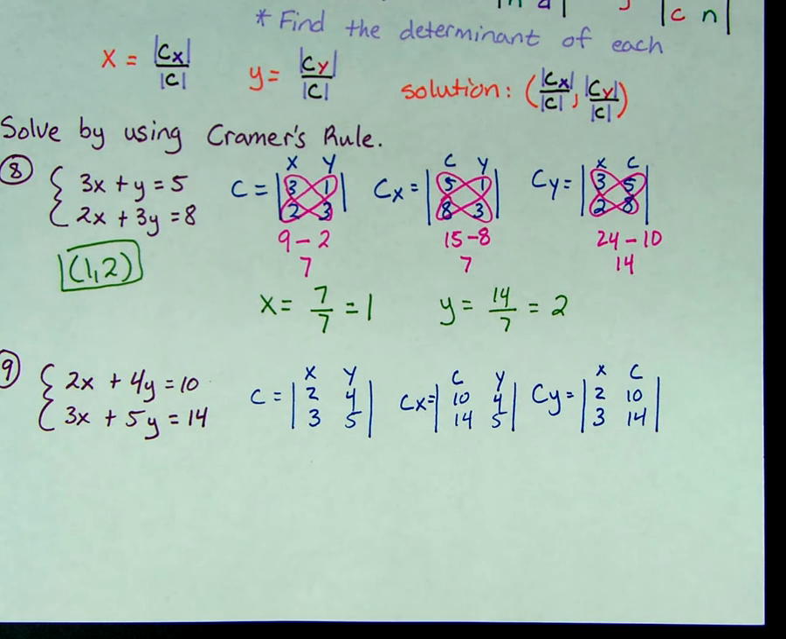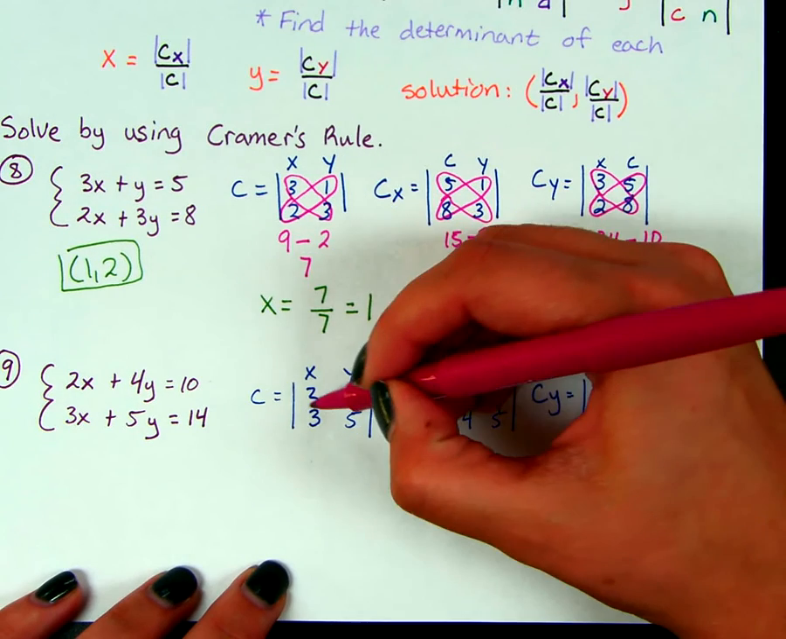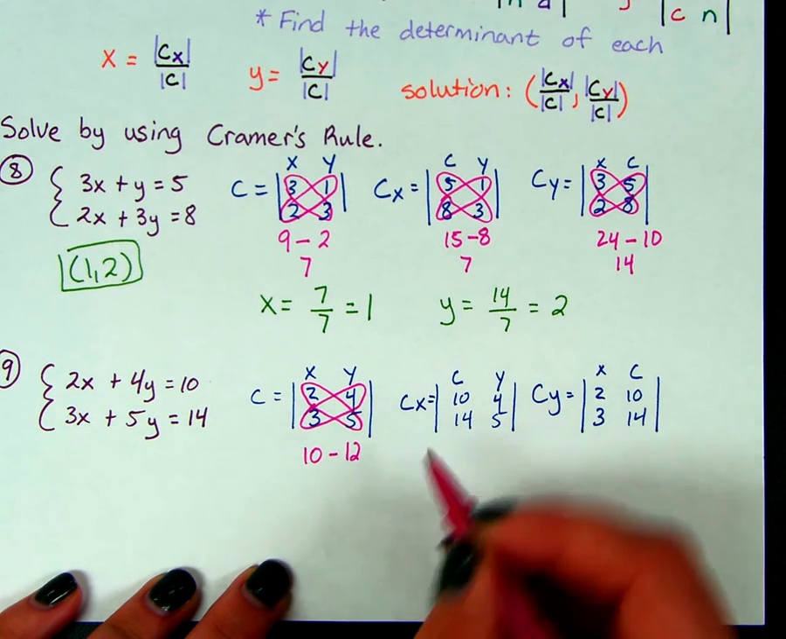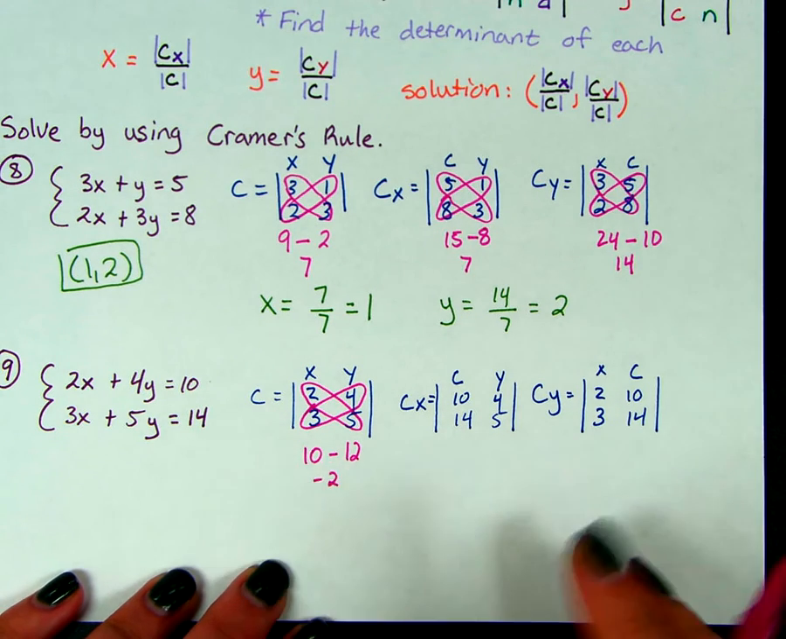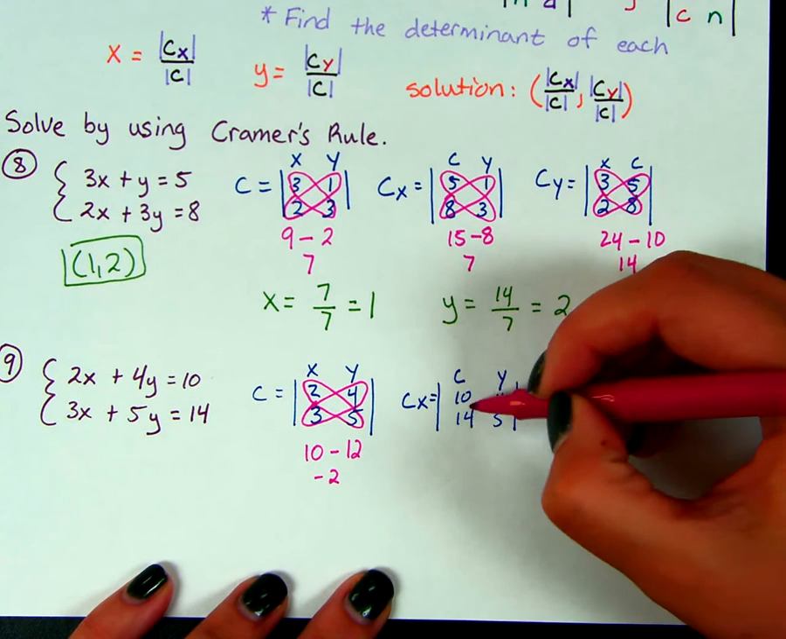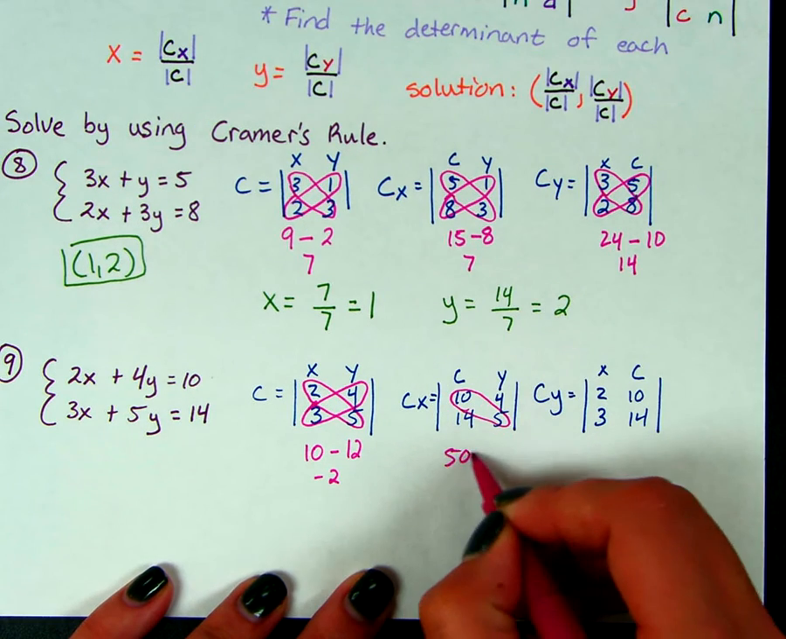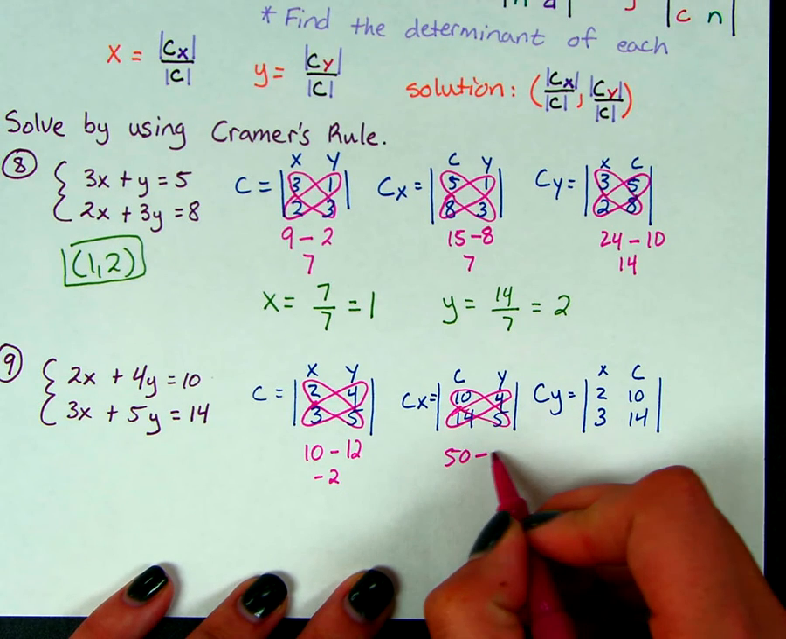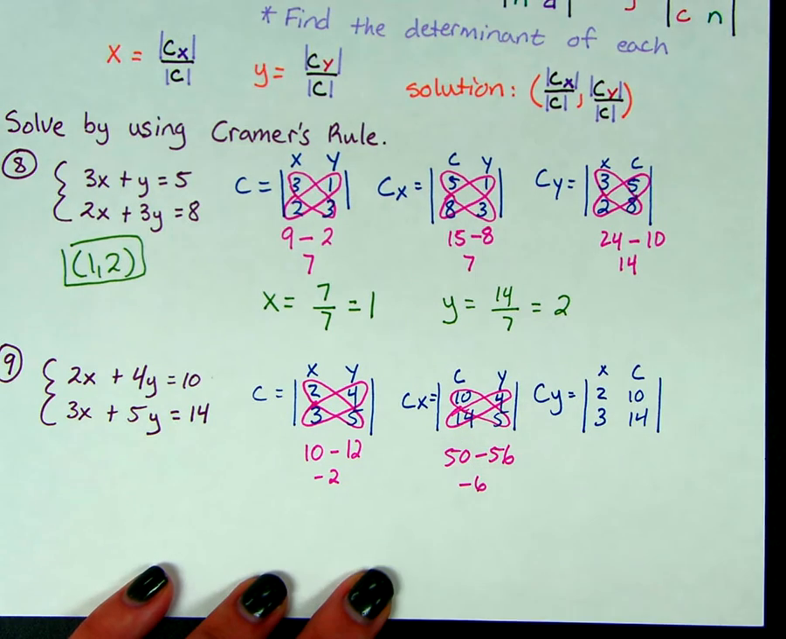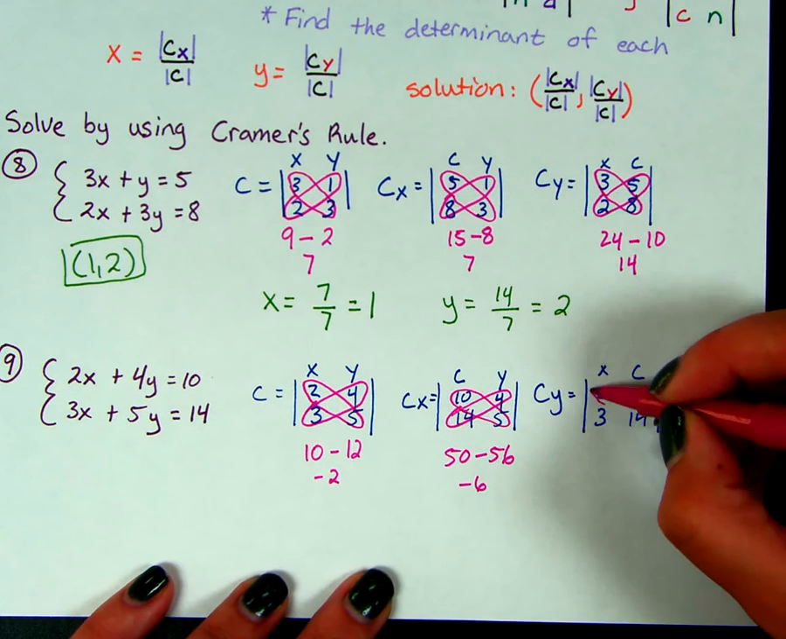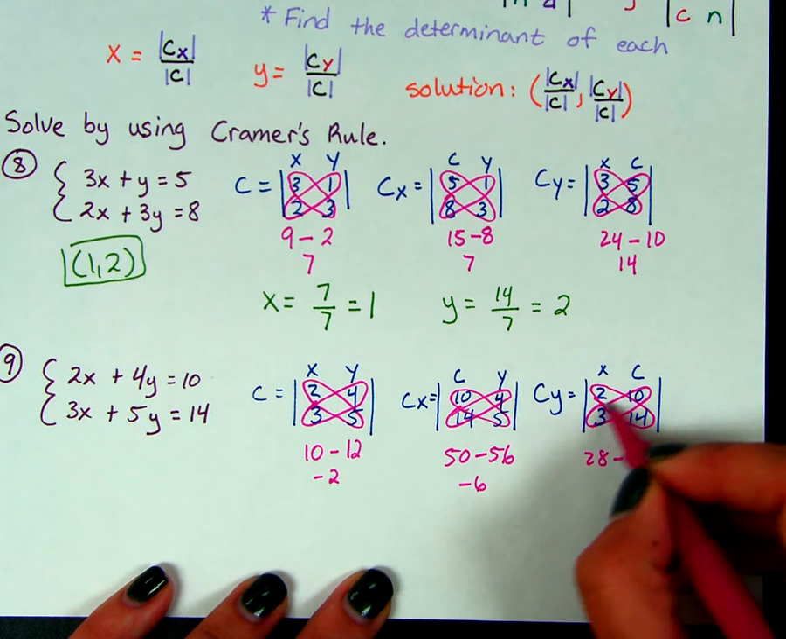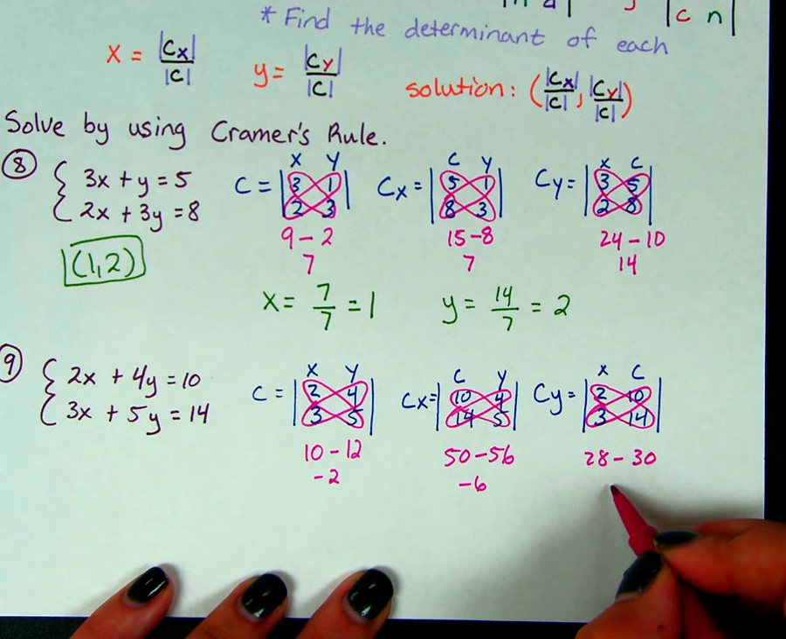And then just like before, we're going to go through and find our determinants of each. So 2 times 5 would give us 10. And then 3 times 4 is 12. And if we subtract, that gives us negative 2. 10 times 5 is 50. And then 14 times 4 is 56. So that's going to give us negative 6. And if we take 2 times 14, that is 28. And 3 times 10 is 30. So again, that's going to give us negative 2.